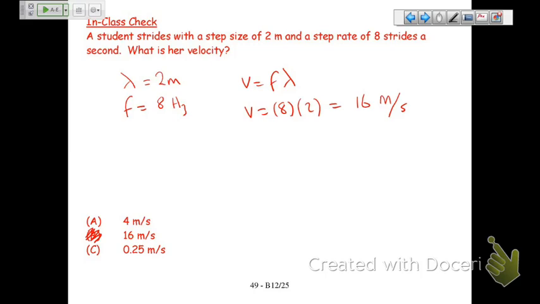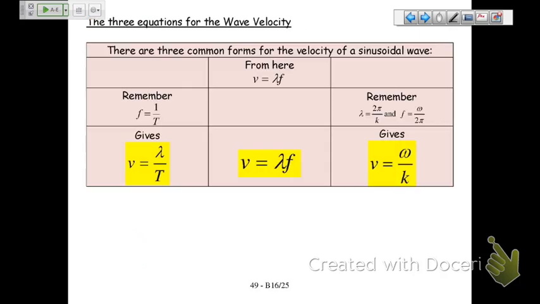That's going to keep coming back up, and it's coming back up now, actually. If v equals f lambda, and if you remember that f is equal to 1 over the period, then v equals lambda over the period. It looks completely different, but it's basically the same thing. And if you remember that lambda equals 2 pi over k, and f is equal to omega over 2 pi, then you get omega over k. k, of course, in this case being our friend the angular wave number, not the spring constant.